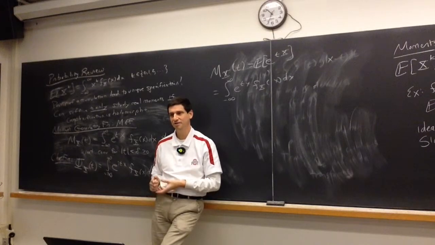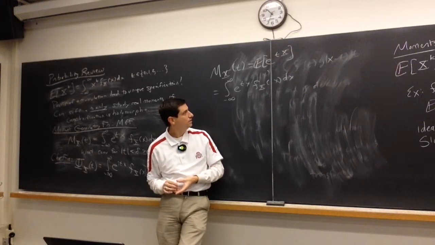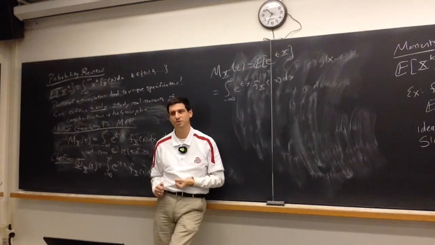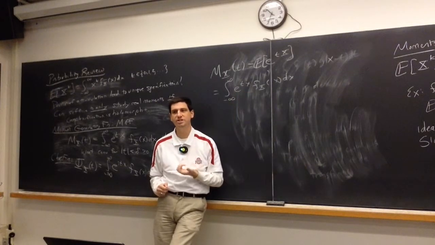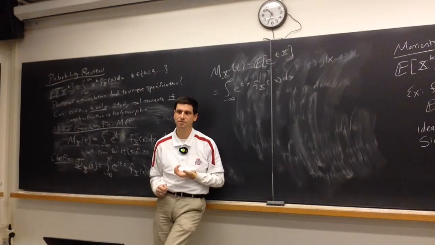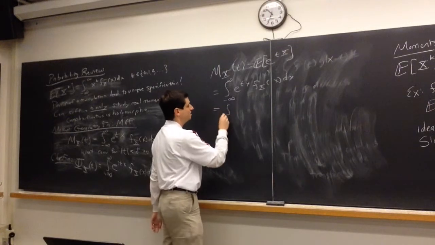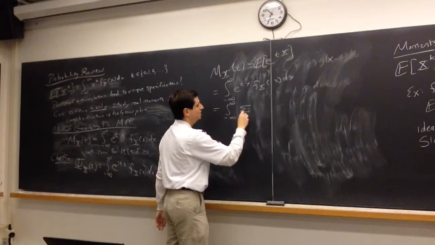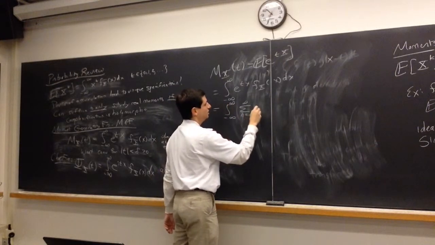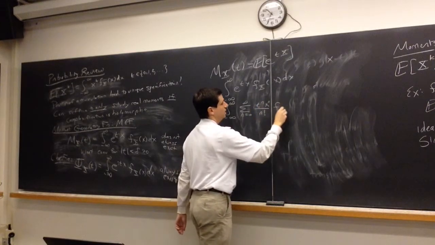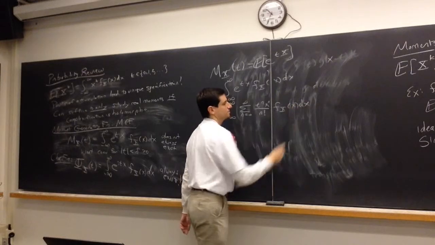Put a log in the exponent somewhere. But if I change variables, then I'm changing the density as well. So I don't want to change variables. What do you think of when you see e to the tx? What does that mean to you? The Taylor series. So let's put in the Taylor series. We'll have a sum, n goes from 0 to infinity, of t to the n, x to the n, over n factorial, f_X of x dx.